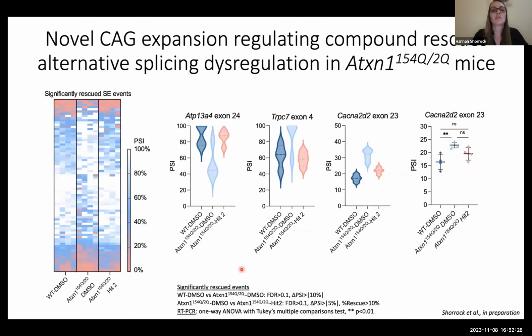We can look at these rescued events in another way as well. So here we're looking at events that are significantly rescued between the HIT2 and the DMSO treated SCA1 mice. And what you can see is that the pattern of splicing in the wild type mice and these HIT2 treated mice are much more similar than they are to the DMSO treated mice in the middle here. And here I'm just showing you three individual events that were rescued with RT-PCR validation of CACNA2D2, which is another ion channel of interest.